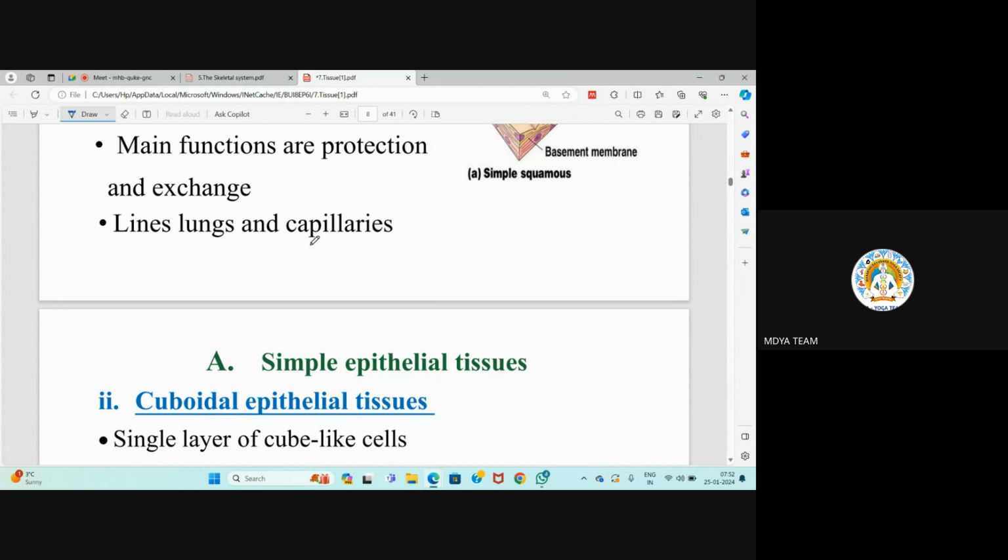Understood? Yes, ma'am. Yes, ma'am. Yes. So lines of lungs and capillaries are containing simple squamous tissue.